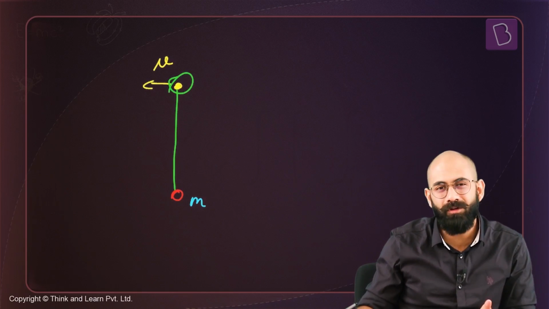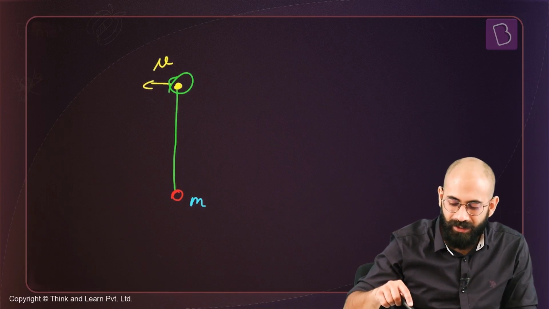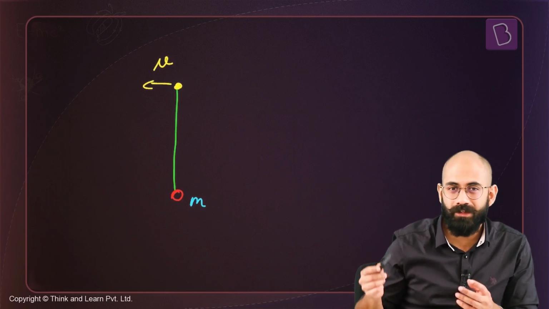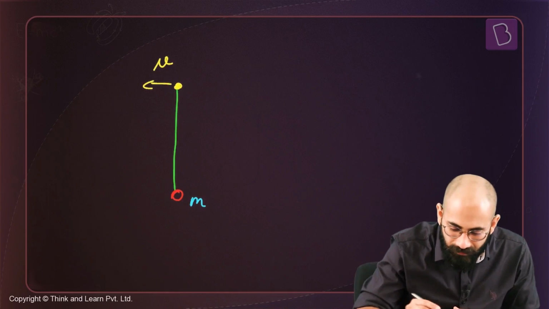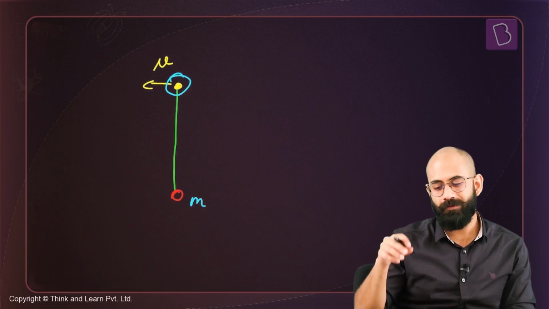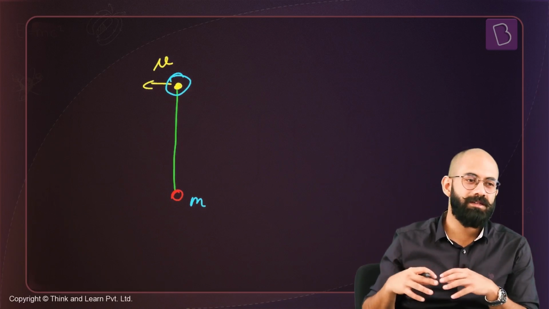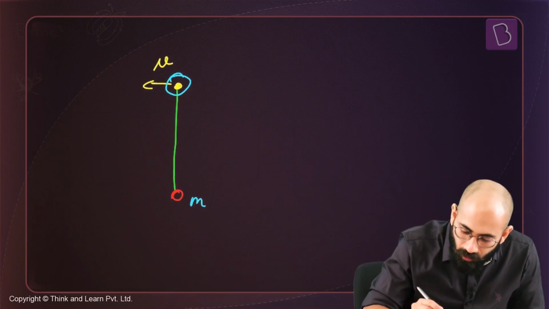Like how will this affect the ball, and so on and so forth. But the trick here is to look at this problem from the point of reference of the point of suspension. Basically what I'm saying is, let's say I have a lift or a frame that's moving along with this.